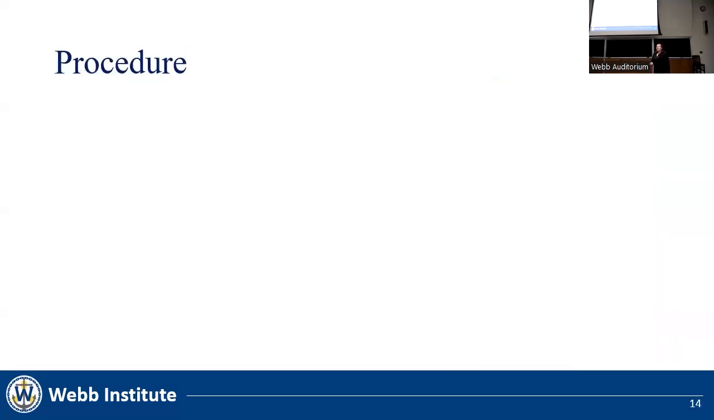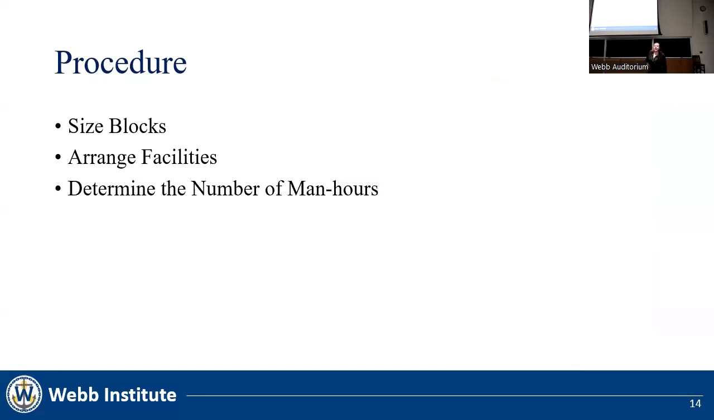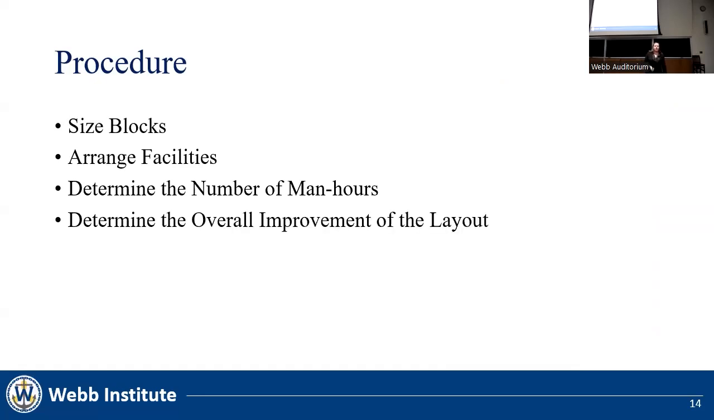To determine the layout of this new shipyard, I needed to take several steps. First, I sized the blocks according to the block breakdowns. Then, I arranged facilities to create a more ideal layout of General Dynamics NASSCO, focusing on shorter travel distances to decrease transition times. Once that was created, I determined the number of man hours needed to both construct the blocks and transition one from one workstation to the next. Using that information, I was able to determine the overall improvement of the layout.